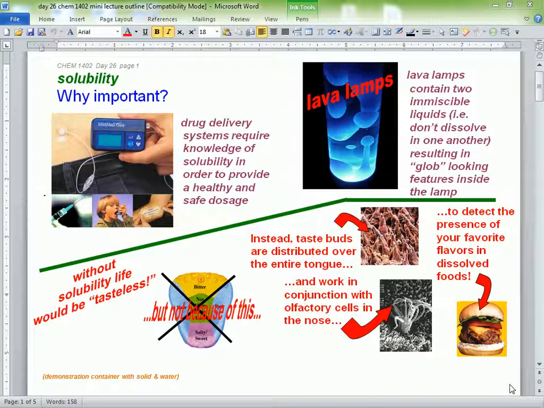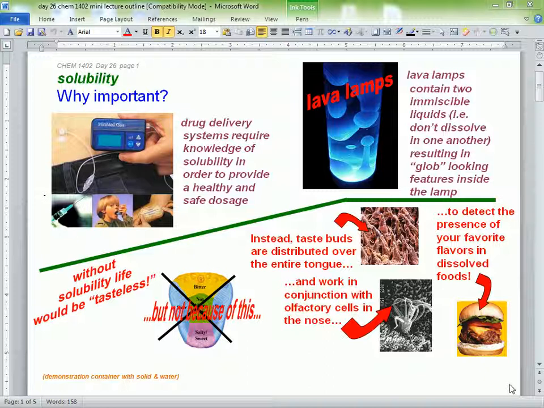Solubility. Okay. Not everything dissolves completely, and that's what solubility is all about, just how much of this compound actually did dissolve. It could be a drug delivery system, just how much is it actually delivering into your blood. Or lava lamps are a good example of solubility. Those things definitely don't mix, otherwise it wouldn't be a lava lamp, right? But some of it actually does dissolve.